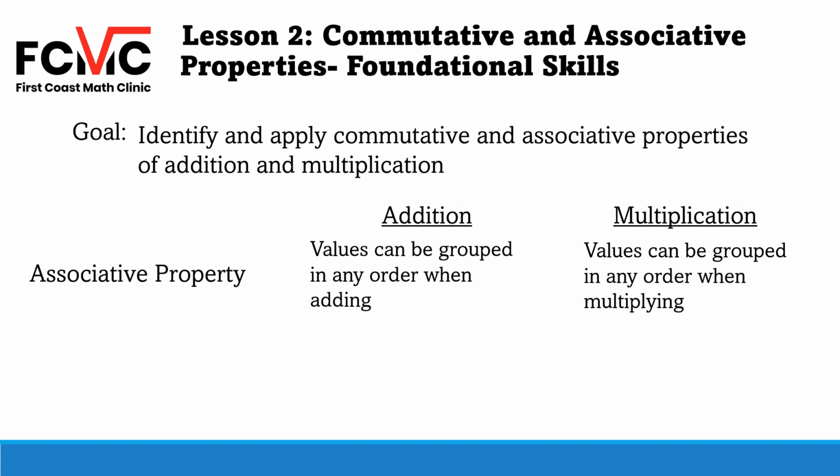Now, when we're talking about the associative property, think of the word associate. When we associate, we're grouping. And in math, we're using our grouping symbols, so we're using parentheses, brackets, right? So our associative property of addition and our associative property of multiplication deal with grouping. So our associative property deals with grouping and deals with parentheses.